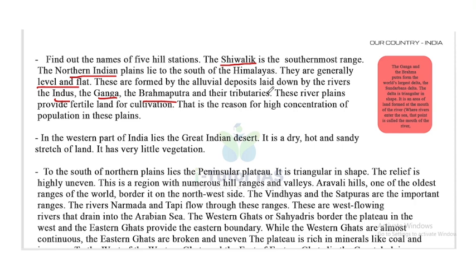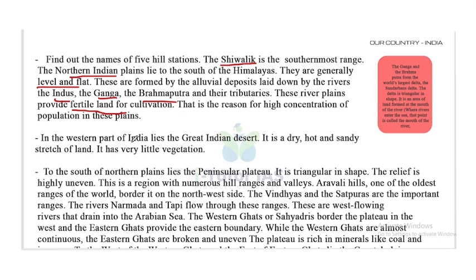These river plains provide fertile land for cultivation. That is why there is a high concentration of population in the plain area. So, compared with the mountain ranges, the plains have high population.